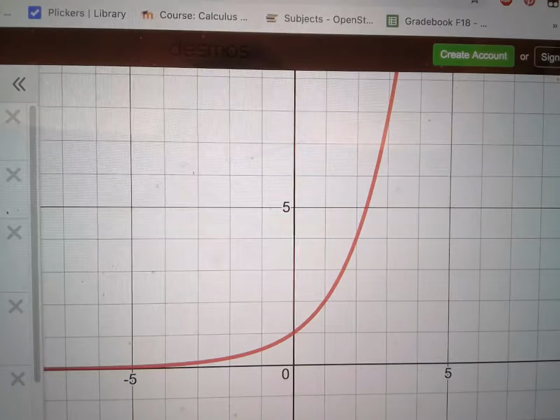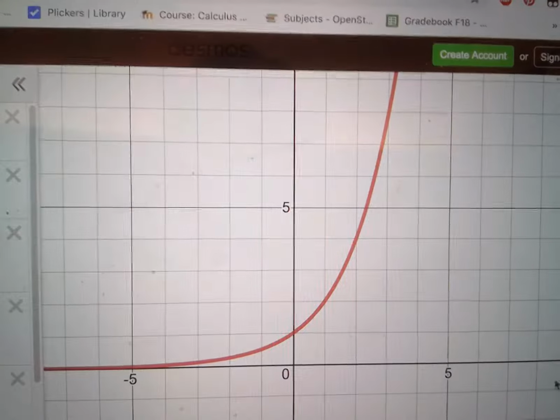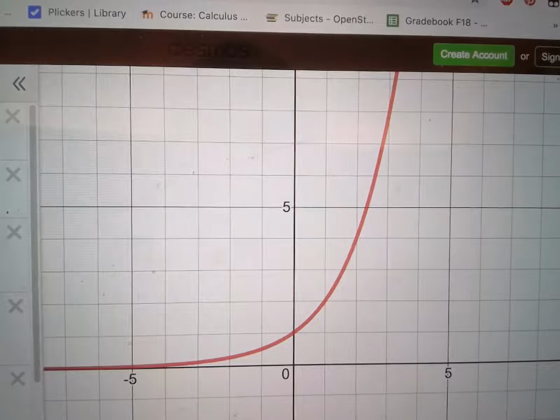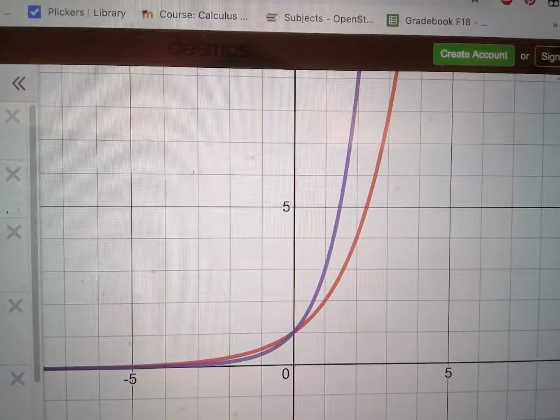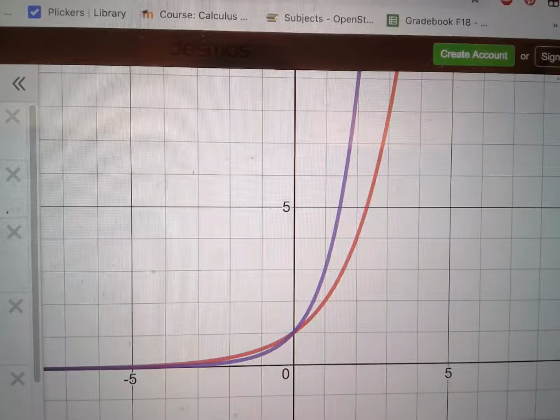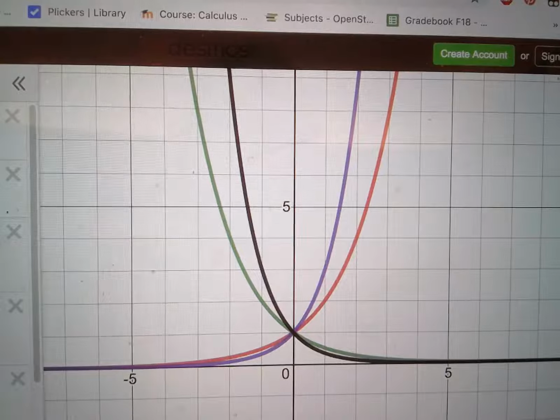The graph that you're currently looking at is the graph of y equals 2 to the x. This next graph I'm going to click on is y equals 3 to the x. So the red graph is 2 to the x, the purple graph is 3 to the x. Now I know we graphed 2 to the x and 1/2 to the x, so this is 1/2 to the x, or we could also call it 2 to the negative x, and this one is 1/3 to the x, or 3 to the negative x.